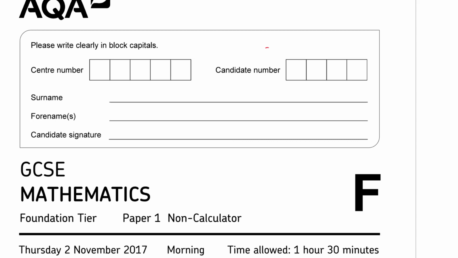Welcome along to another past paper walkthrough for Mr. Tompkins EdTech. Today we're going to be looking at GCSE Mathematics from AQA. This is Foundation Tier Paper 1, and this paper was originally set in November of 2017.